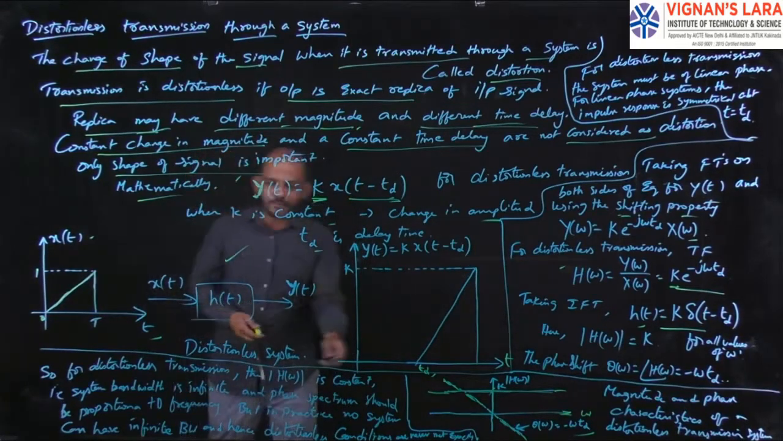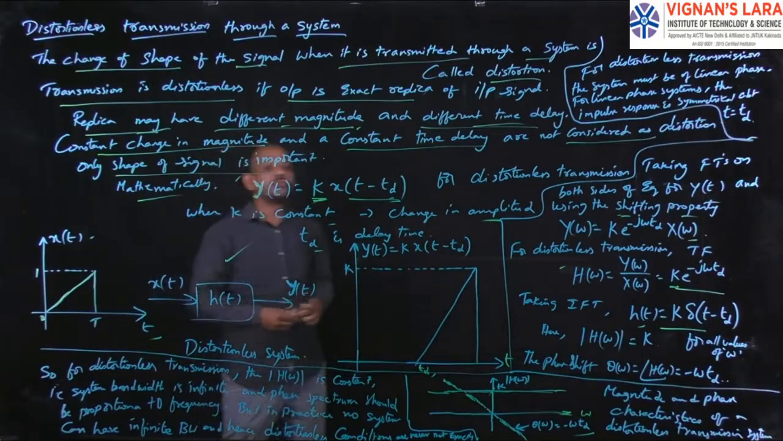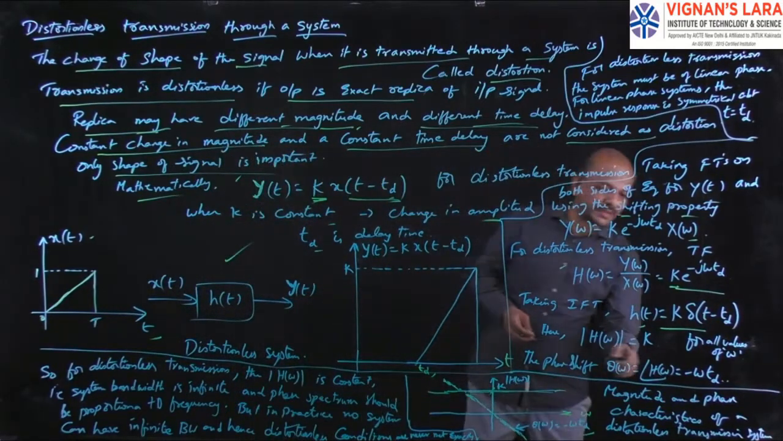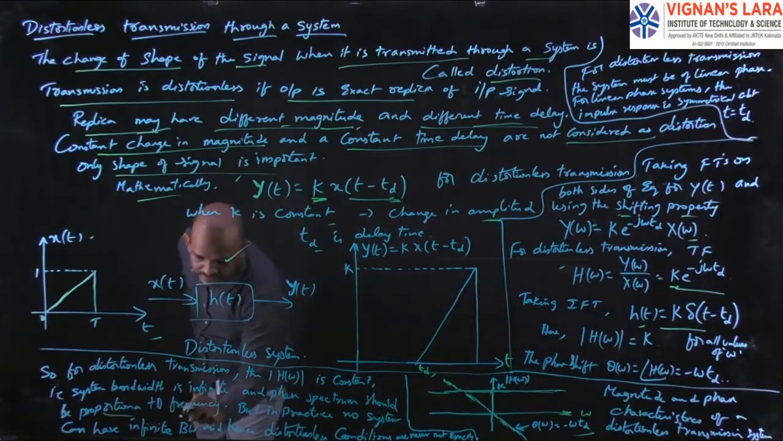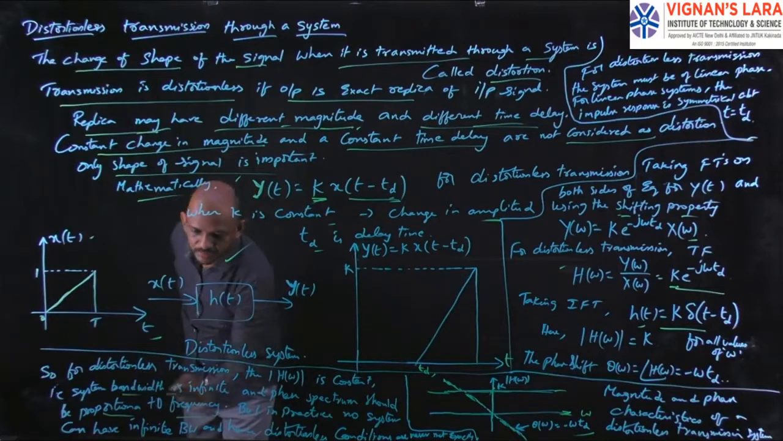The system bandwidth is infinite, and the phase spectrum should be proportional to the frequency. So here the phase spectrum is proportional to frequency.